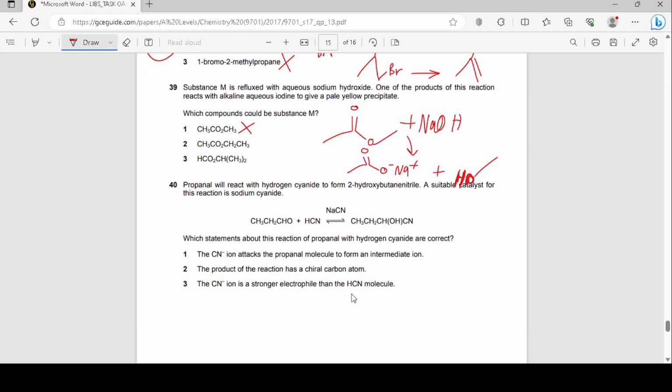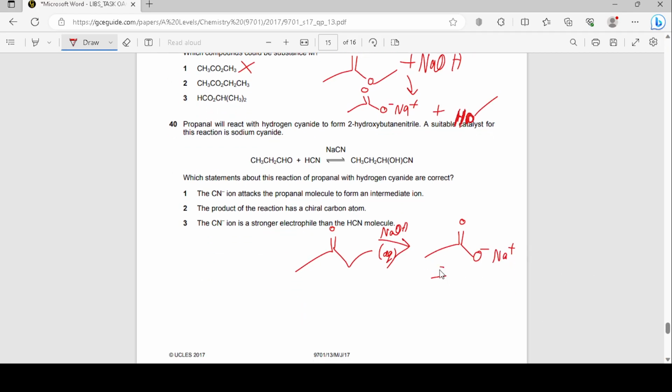If I look at 2, I have CH3COOCH2CH3. That's the compound. Now if I reflux this with NaOH, firstly I get this compound, which is again sodium ethanoate, and I also get, oh wait, I drew it wrong. I'm so sorry about that. COOCH2CH3. Then I also get ethanol. Now, the thing about ethanol is that it does actually give you a positive iodoform test.